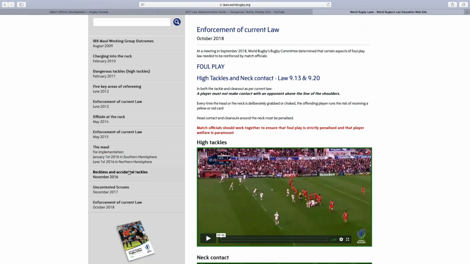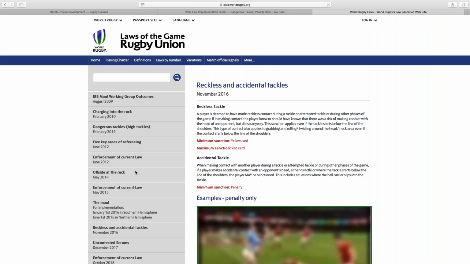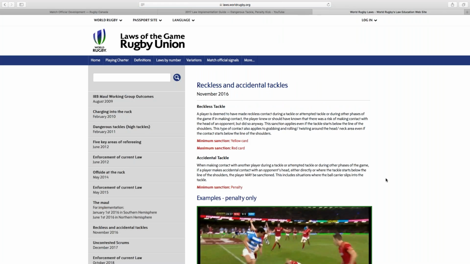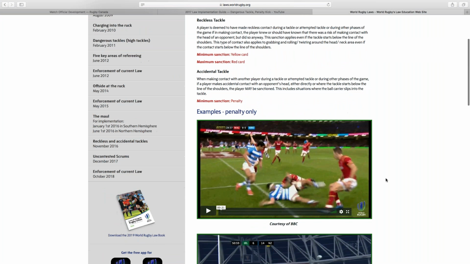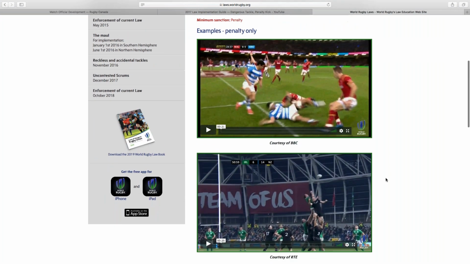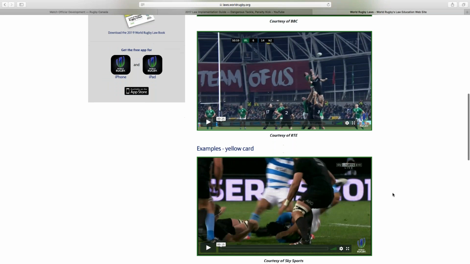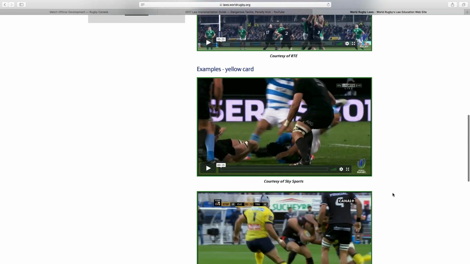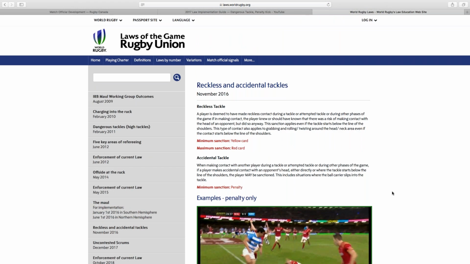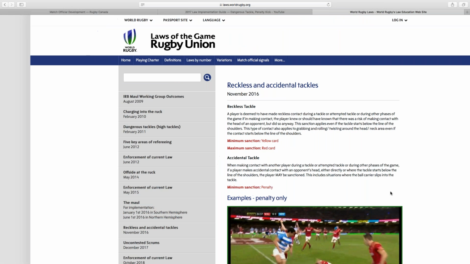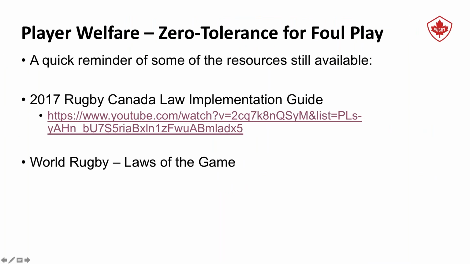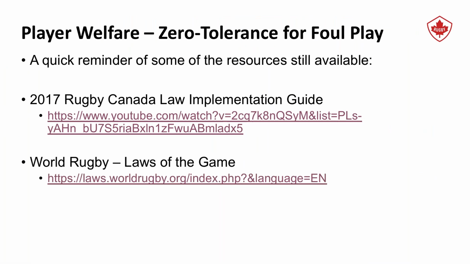And we can also go back into this reckless and accidental tackle, where we look at the definitions of sanctions for yellow cards, red cards, and penalty only. These are the same videos that are on the Rugby Canada YouTube page, but always good to get some reinforcement on that. Okay, so those are some areas that we need to make sure we have as part of our review process, making sure that we constantly work towards ensuring foul play is an area we are addressing, and this will be reinforced over the course of the year.